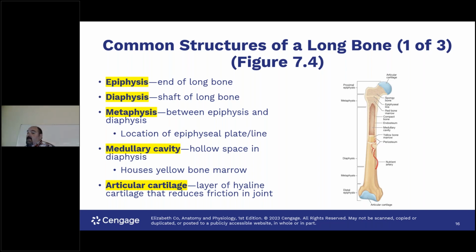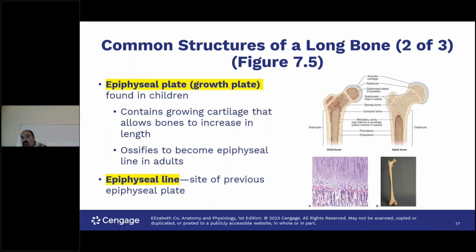As we talked about before, there's the epiphysis and the diaphysis. The epiphyseal plate is the growth plate. The medullary cavity is the area where yellow marrow is located, and that yellow marrow can be converted to red marrow if needed. Remember that. Then there's the articular cartilage, very good. Here we have that epiphyseal plate, also known as the growth plate.